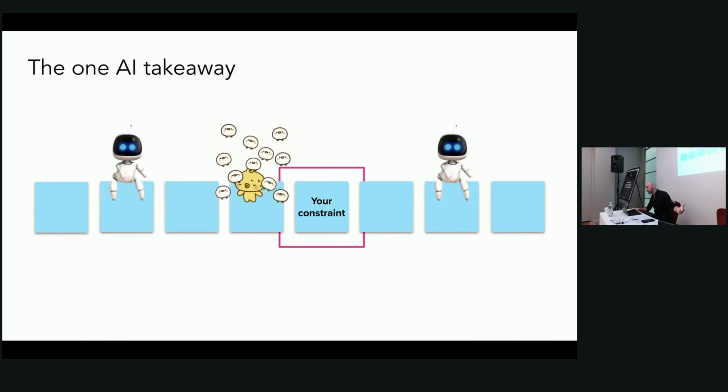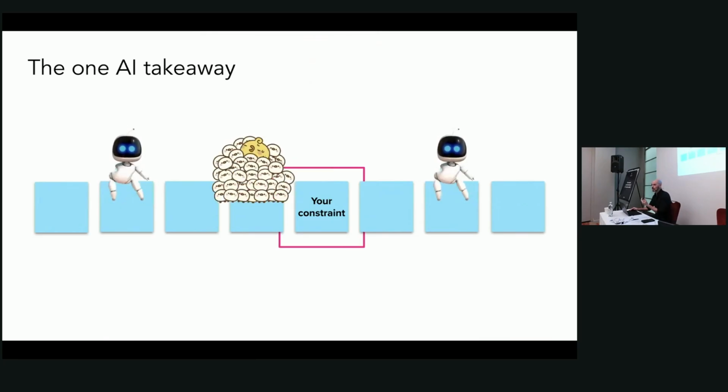So we need to have this flow. We're always going to have a constraint, but we need to be very conscious of where these constraints are, because that's where the automation opportunity is. That's where the return on investment is.